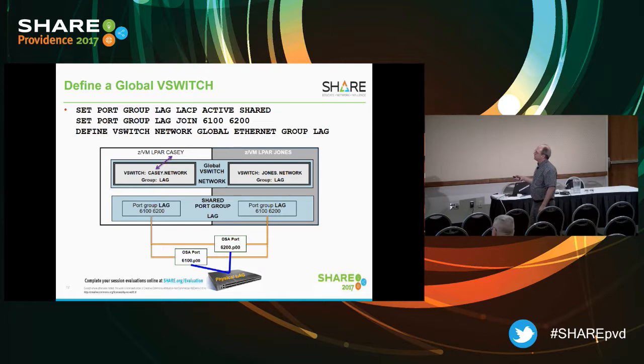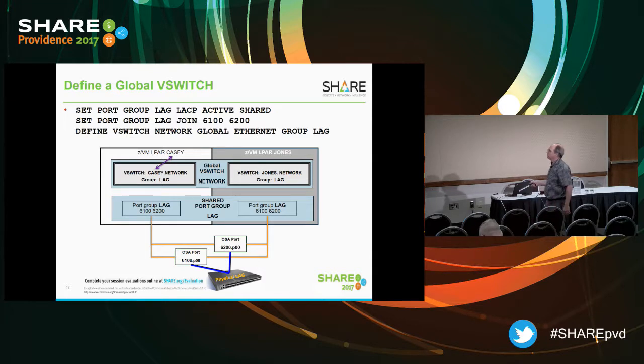So here's an example of a set port group named lag. It's LACP, it's active, these are the defaults, and it's shared. I will put devices 6100 and 6200. Both will default to port 0. Okay? And I will define a vSwitch called network with the global attribute, and I will reference the lag group.